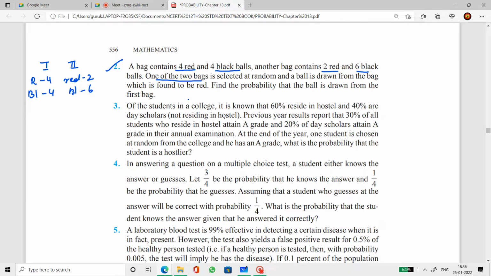One of the 2 bags is selected at random. So first we need to choose a bag and then a ball is drawn from the bag, which is found to be red. A bag is selected, then a ball is selected and the ball happens to be red. So let me first fix it till here. Let us find out the probability of drawing a red ball, which is considered as the total probability here.